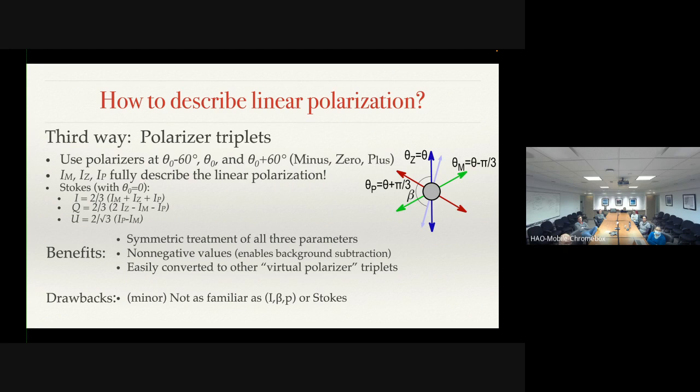Drawback, maybe it's a minor drawback. This is not as familiar to most people as the Stokes vectors, right? If I give you a polarizer triplet, you're likely to say, what do I do with this, right? As opposed to a Stokes vector.